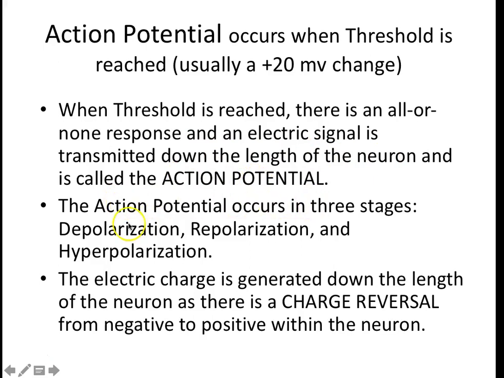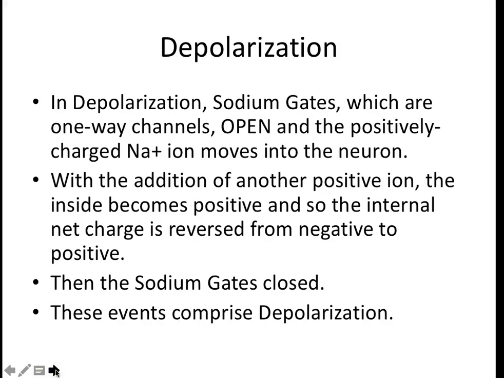It has 3 stages: depolarization, followed by repolarization, followed by hyperpolarization. The electric charge is generated down the length of the neuron as there is a charge reversal from negative to positive within the neuron. Let me show you what is meant by that. So in depolarization, once you've reached threshold and you've stimulated that neuron enough, it's going to start to generate an electrical impulse. The first thing it does is it's going to depolarize. In other words, it's going to reverse its charge.